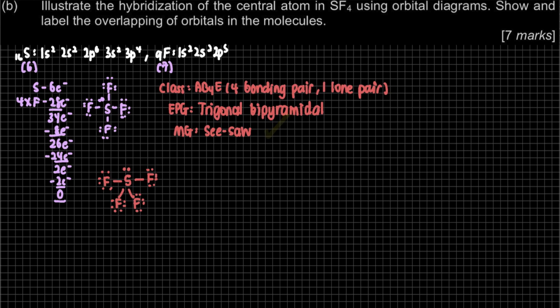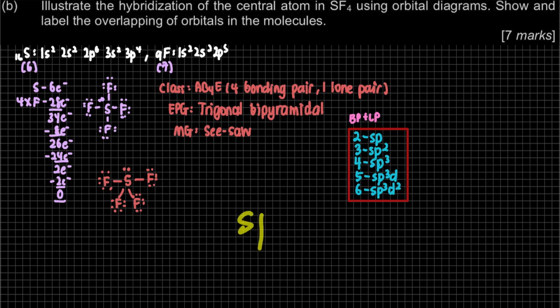Then we can determine the hybridization. For the hybridization, it depends on the total electron pairs, when you add up bonding pairs plus lone pairs. So for hybridization we have from sp until sp3d2. Again, why don't we have any sp4? Because p only has 3 orientations. So that's why sp3.